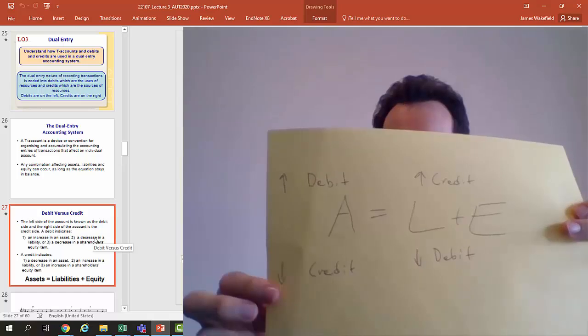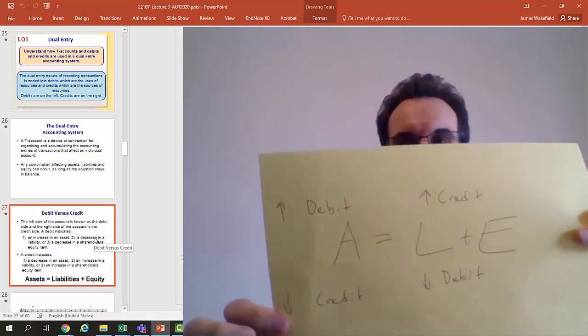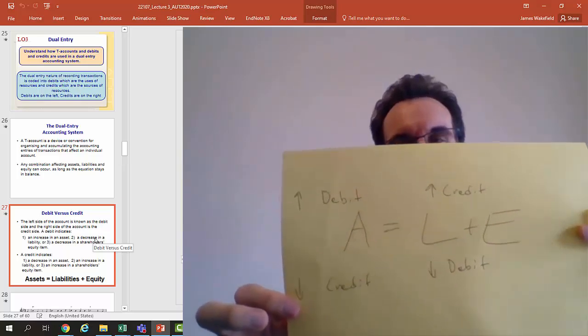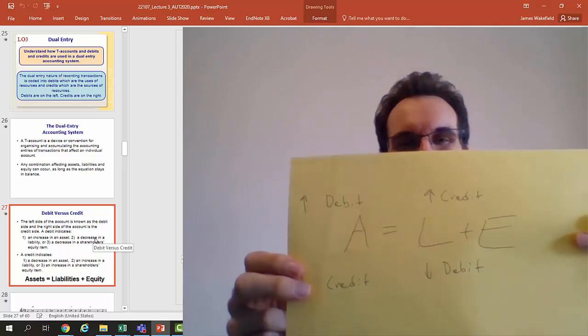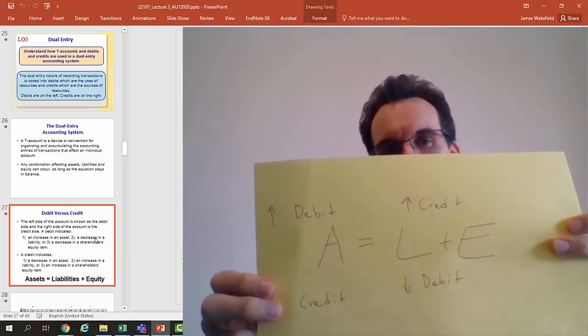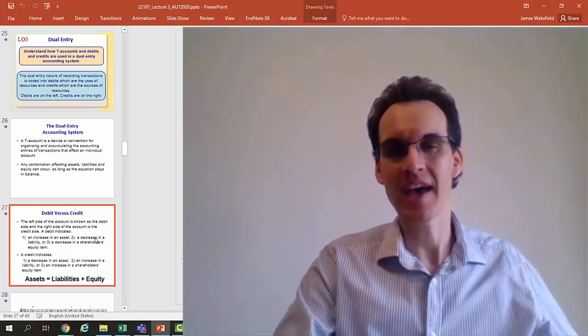Have you done it? Now, some of you might be wondering, well, why did I have to just do this? Why did I write it out? Well, you need to write it out so you can remember it. Now, is there a reason why we use debits to increase and credits to increase? Well, not really. It's an accounting convention that you need to remember.